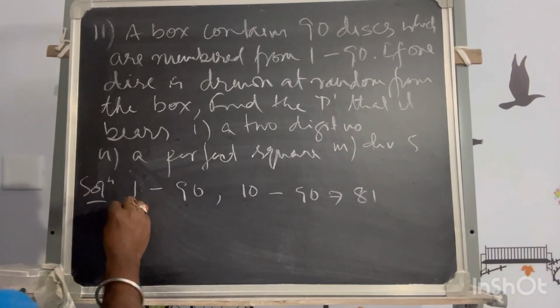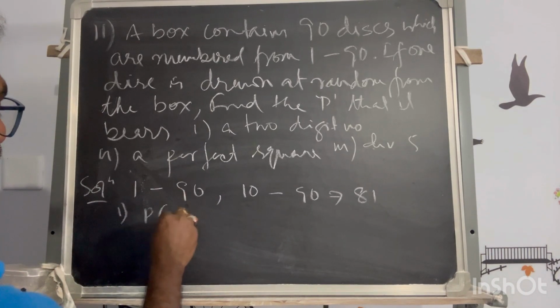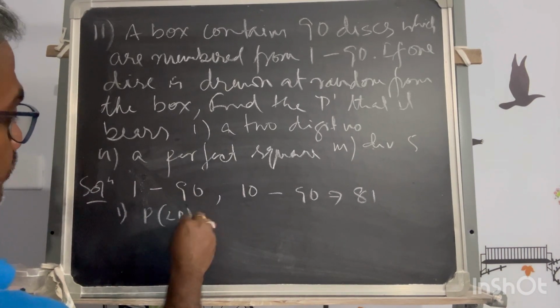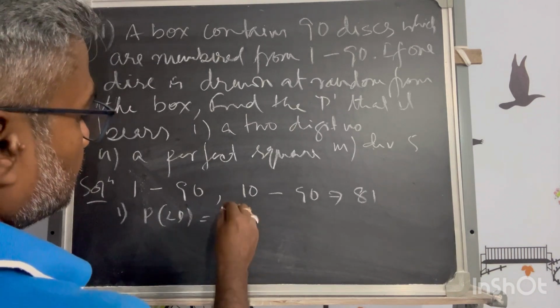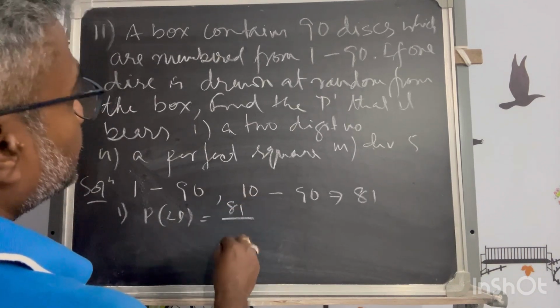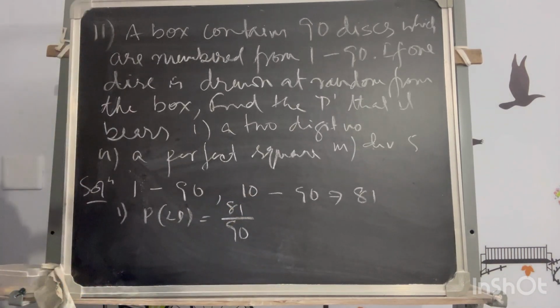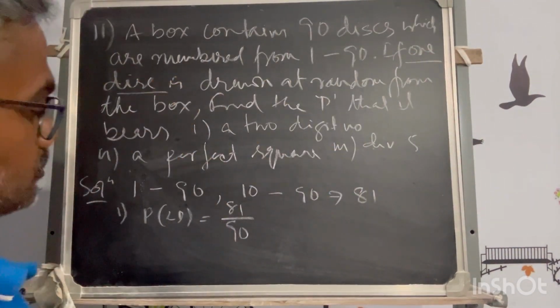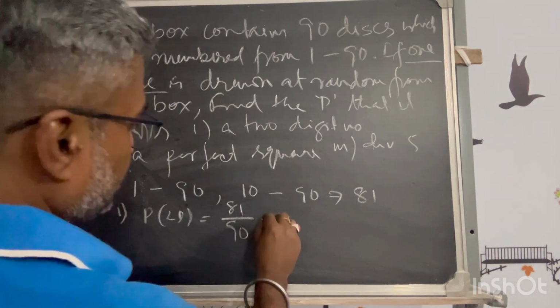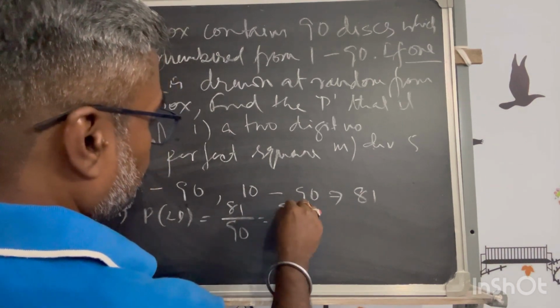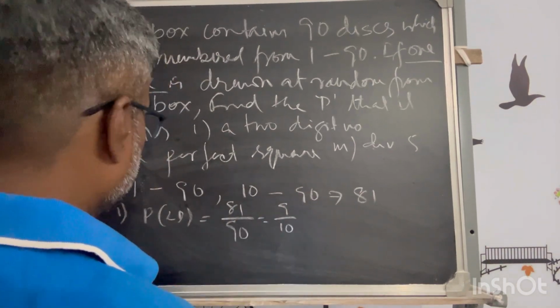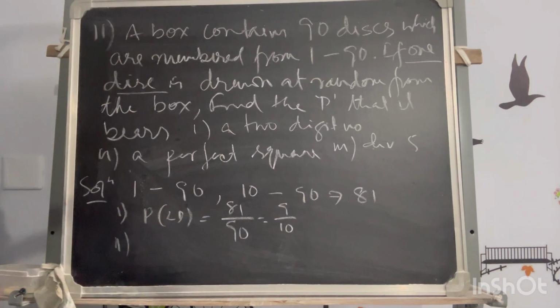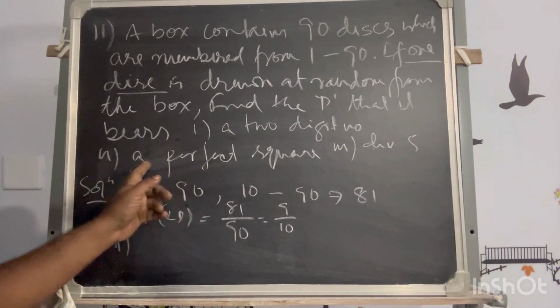So for the first case, your probability of getting a two-digit number is 81 out of 90, if I draw one disc. We are drawing one disc, so there is this much possibility. Now the second case says a perfect square.